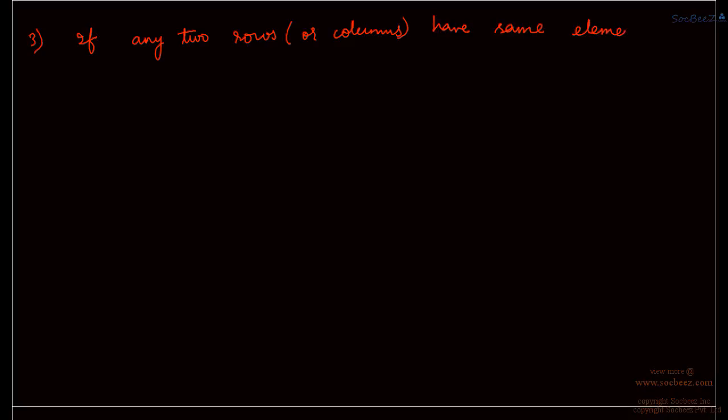Now here the same elements mean the same corresponding elements. Okay, so the same elements will not be in any order. They have to be in exactly the same order. Now, if all the elements in a row or column are 0, even then the determinant is 0.